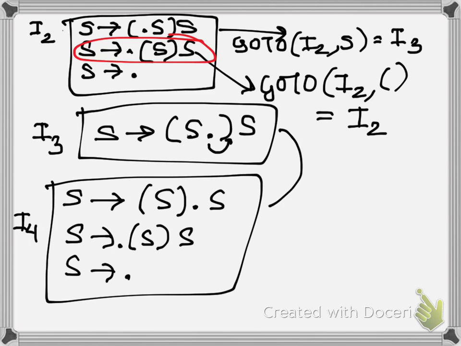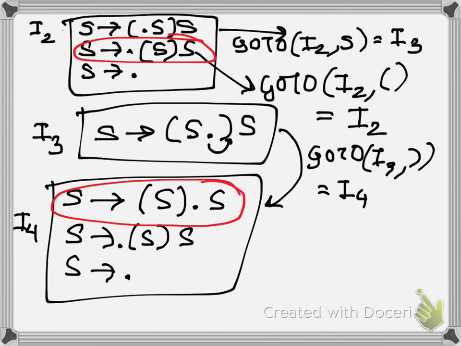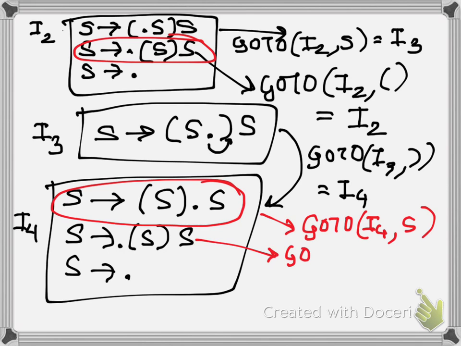Okay, so let us see the Goto now. Goto of I3 on parenthesis, where will it go to? It will go to I4. So I have I0, I1, I2, I3 and I4. Now let us look at the items of I4. Here I can see a dot, so here I can have Goto I4 on S. From here I can have Goto I4 on opening parenthesis, and for the last one I don't have anything. So let us construct for the first one, I4 on capital S.